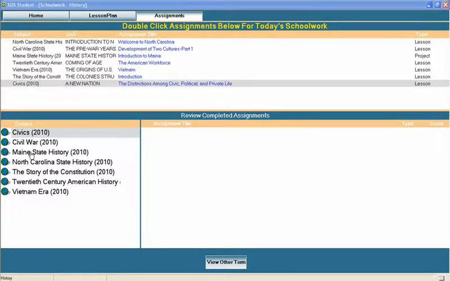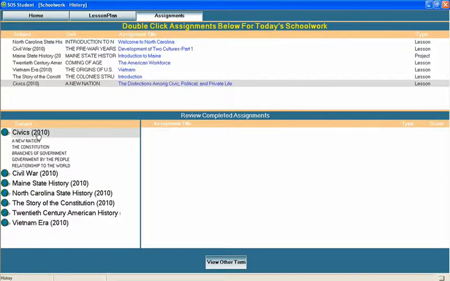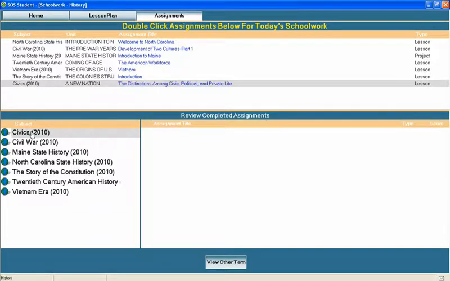Welcome to Switched on Schoolhouse Civics. In this half-credit high school history elective, your students will study units that cover civics topics like a new nation, the Constitution, branches of government, government by the people, and relationship to the world. Now let's take a look at a civics lesson to see how concepts like these are covered.